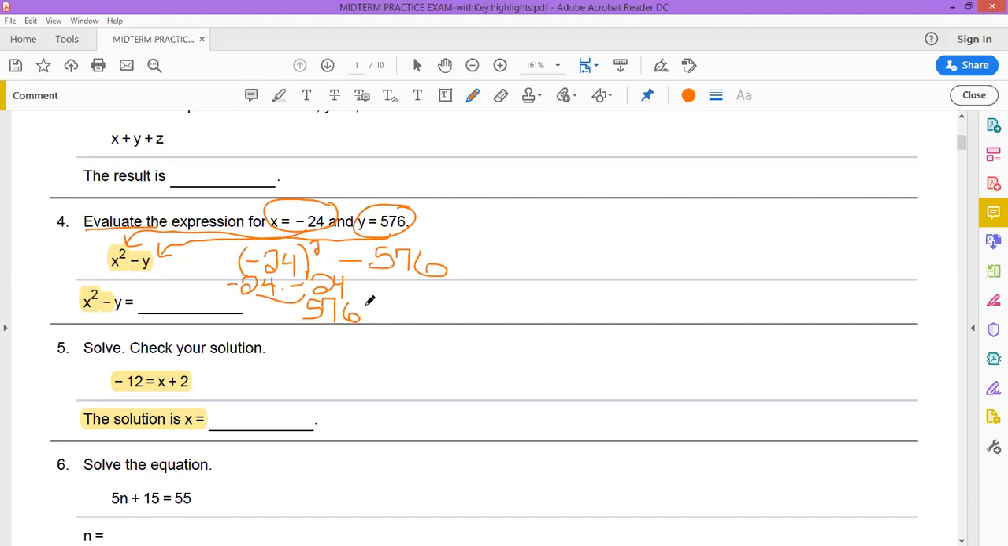And then look, we're going to carry down the minus sign and the 576 from above. And what do we get here when we subtract? Just 0. So this is our solution for number 4.